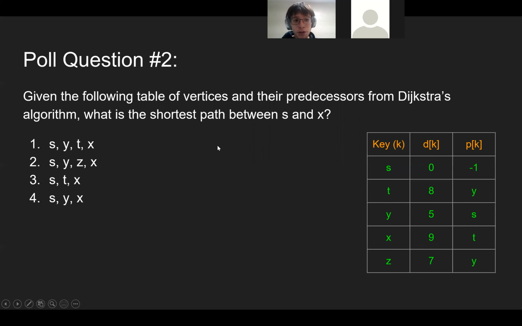Okay, so poll question. Given this following table of vertices and the predecessors from Dijkstra's, what is the shortest path between S and X?